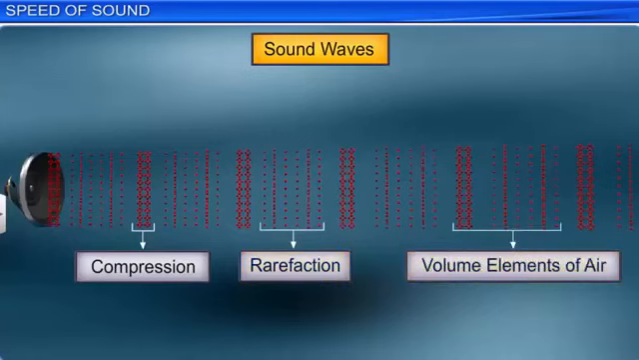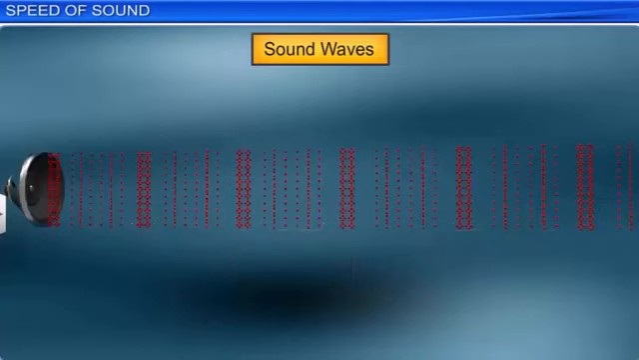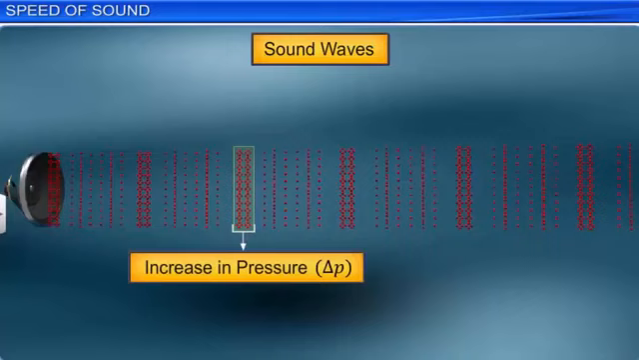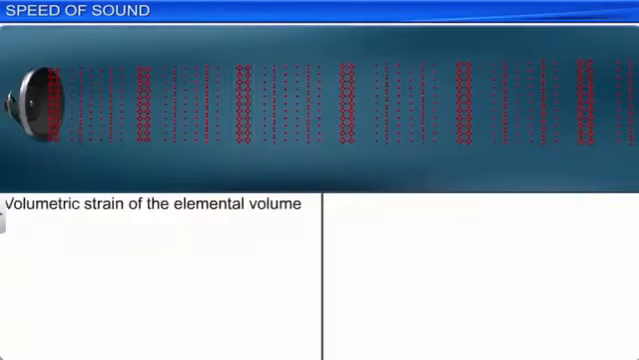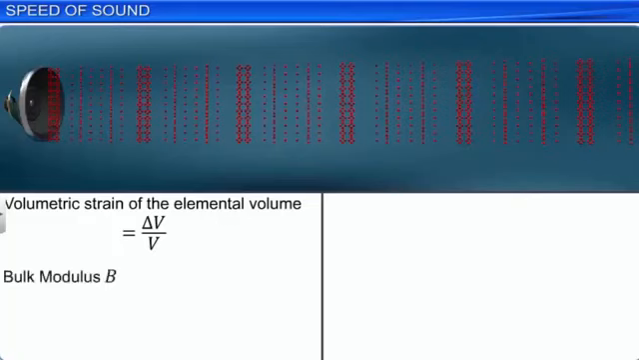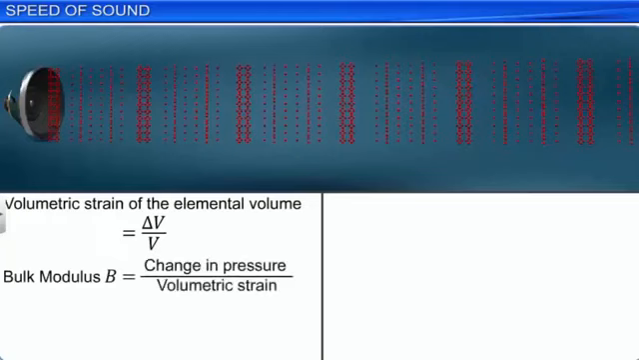In the region of compressions, there is an increase of pressure, delta P, due to which the volume V of the elemental volume decreases by delta V. The volumetric strain of the elemental volume is denoted by the ratio between delta V and V. Bulk modulus B is expressed as the change in pressure by volumetric strain, which is equal to minus delta P by delta V by V. Let this be equation 1.